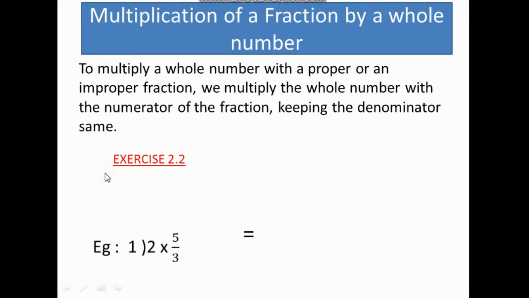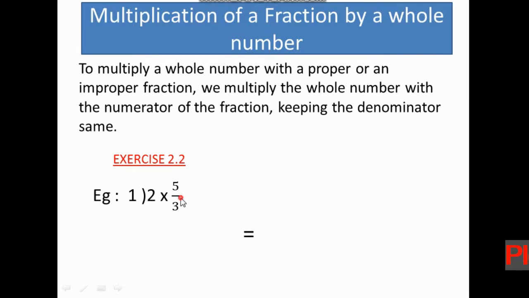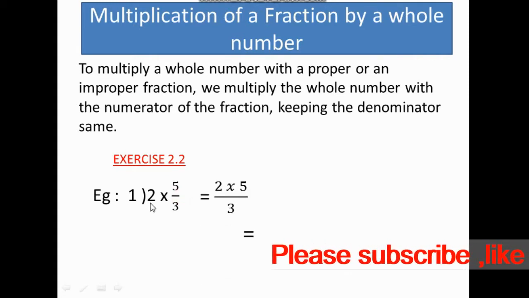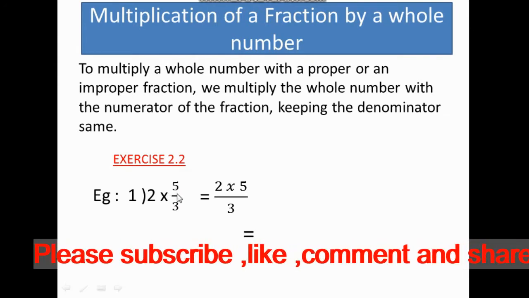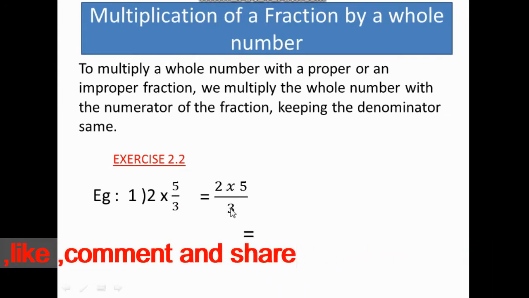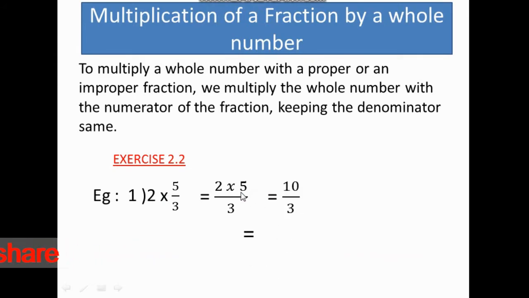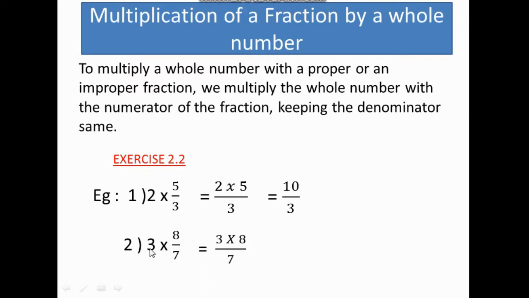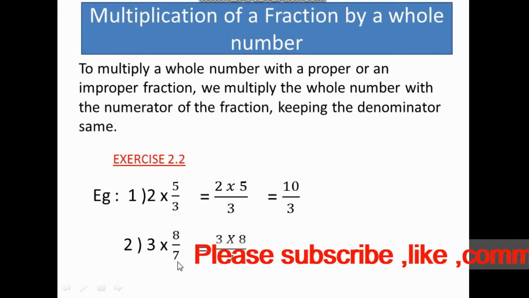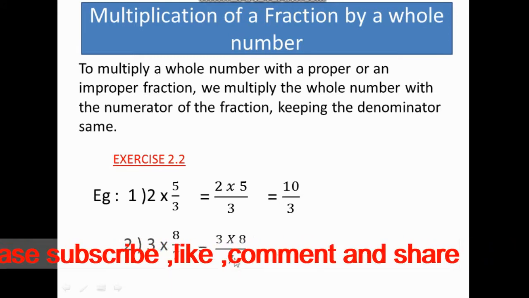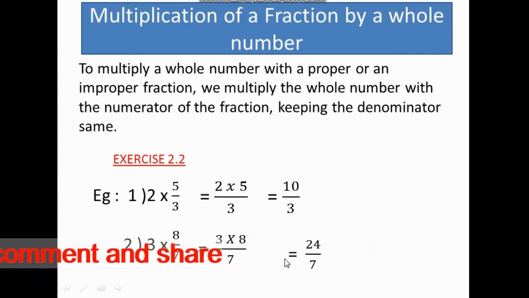The first example I am going to show you is what is 2 multiplied by 5 by 3. What is the rule? We have to multiply the whole number with the numerator, that is 2 multiplied by 5, keeping the denominator the same. That is equal to 2 5s are 10, 10 by 3 is the answer. Let's go to another example. What is 3 multiplied by 8 by 7? The rule is multiply the whole number by the numerator, that is 3 multiplied by 8, keeping the denominator the same, 7. So you will get 24 by 7.